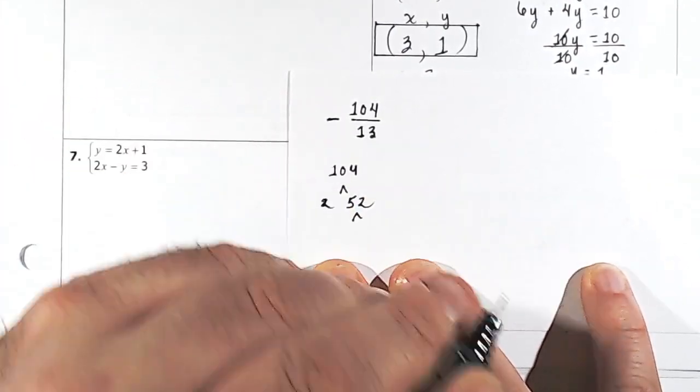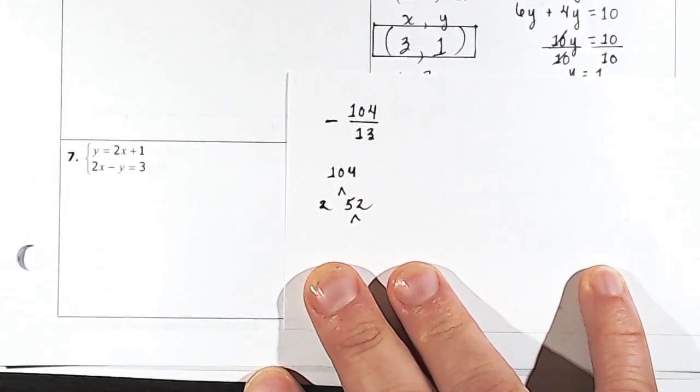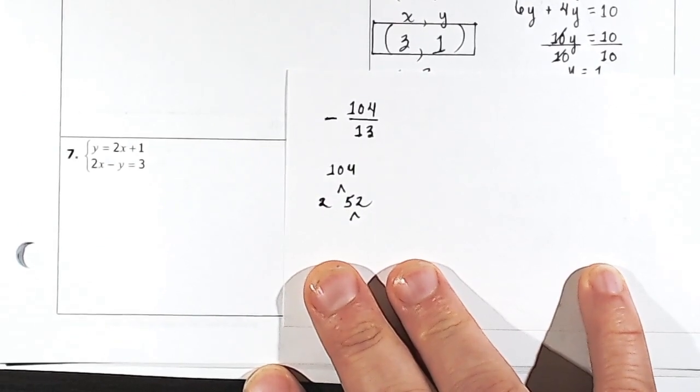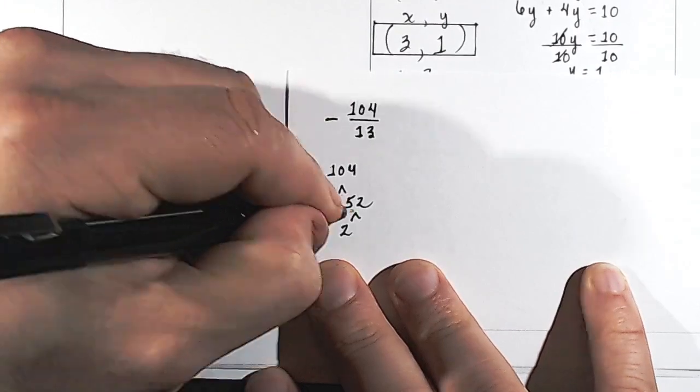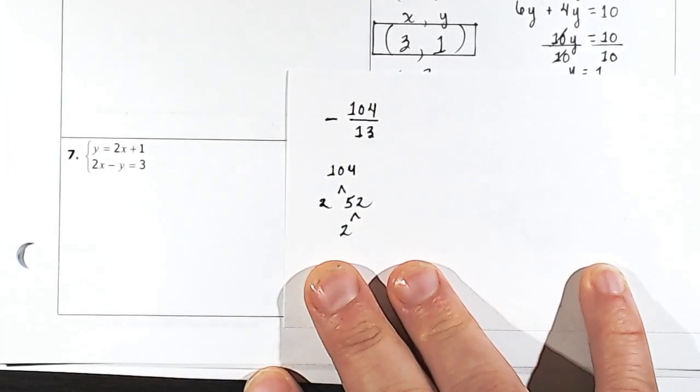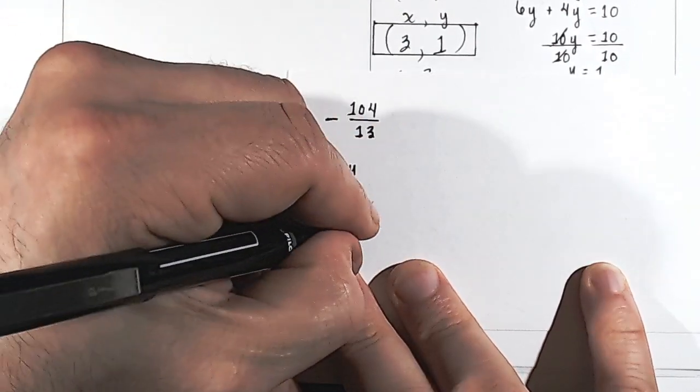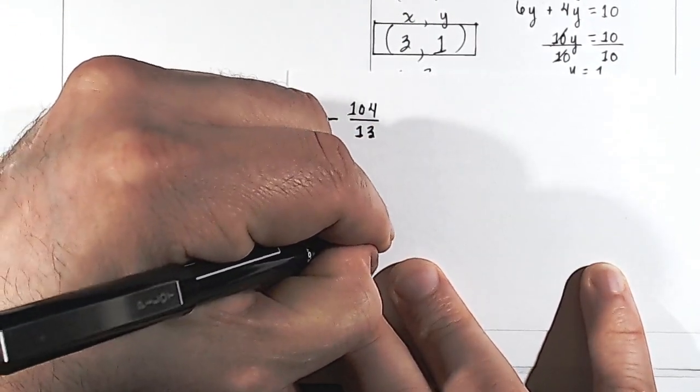So we're going to tree it down one more time. Maybe more than one time. Now 52 is even, so it's divisible by 2. Well, what times 2 equals 52? Let's see. 25 times 2 is 50. So how about 26 times 2? Okay, 2 times 26 is 52. So we'll put 26 there.